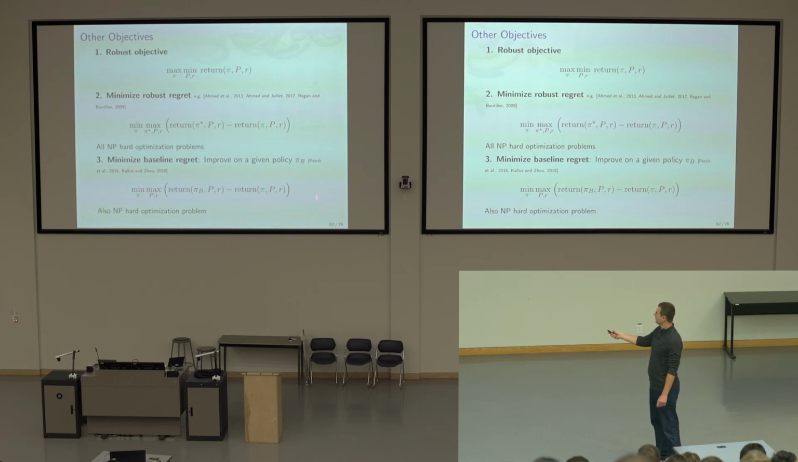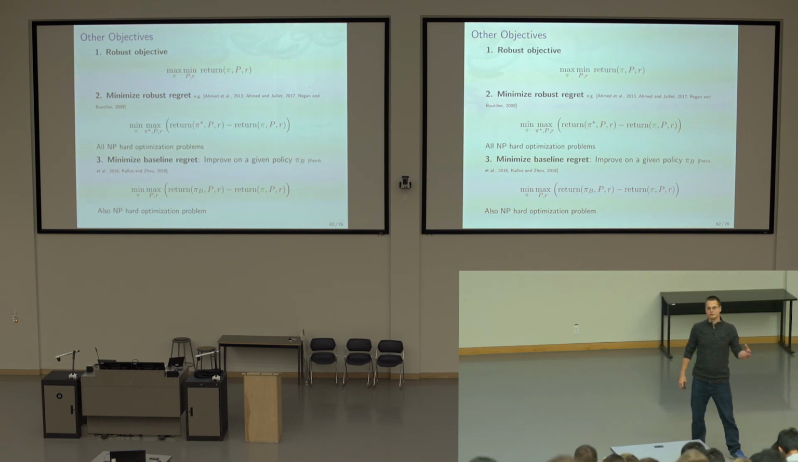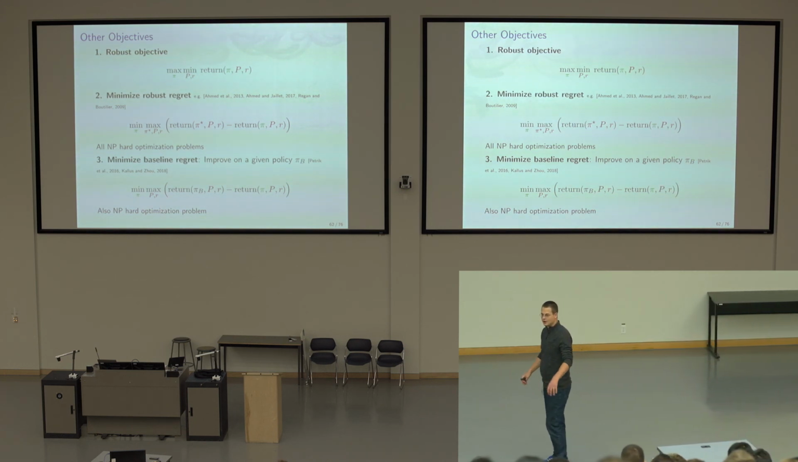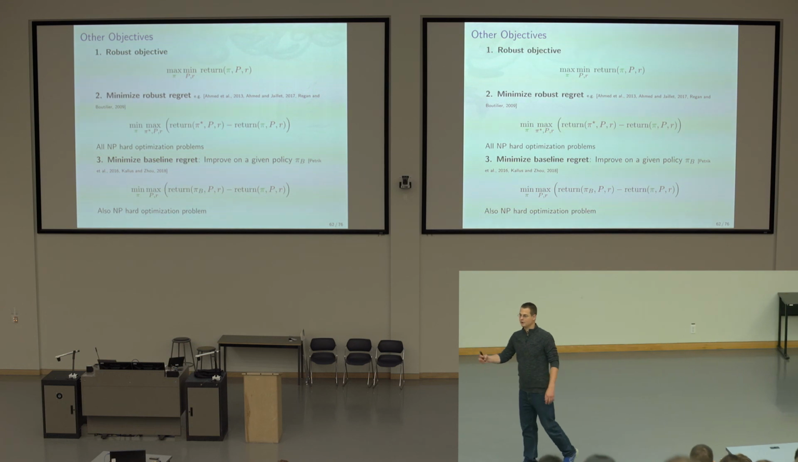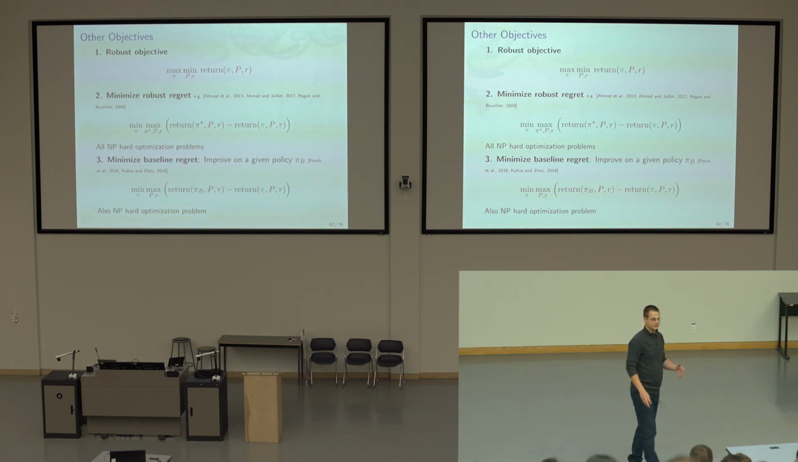Another approach is if you have a baseline policy, you want to improve on this policy. You want to make sure that you fall back to your baseline policy if you are in a part of the model which is uncertain, and improve your policy if you have a good model. And then you want to minimize this baseline regret. Unfortunately, it's also NP hard.